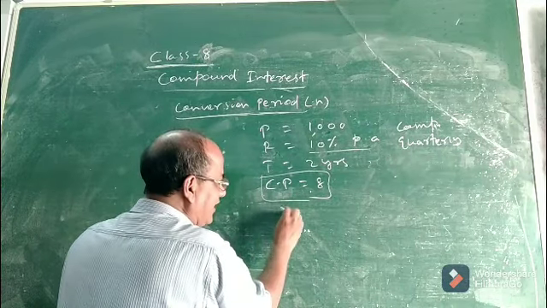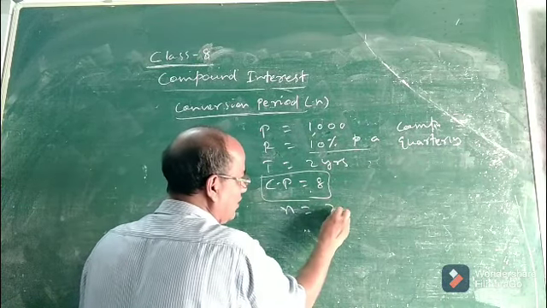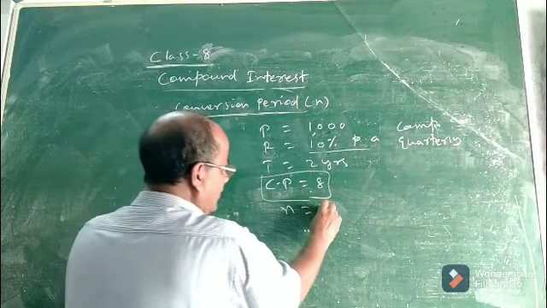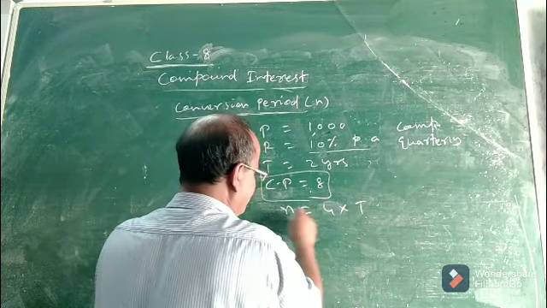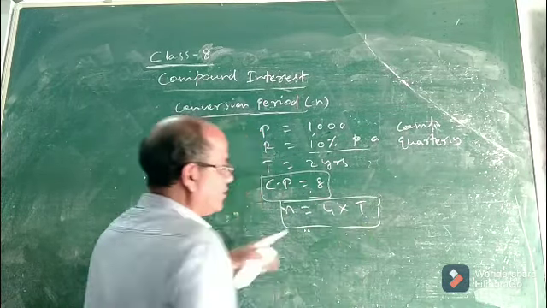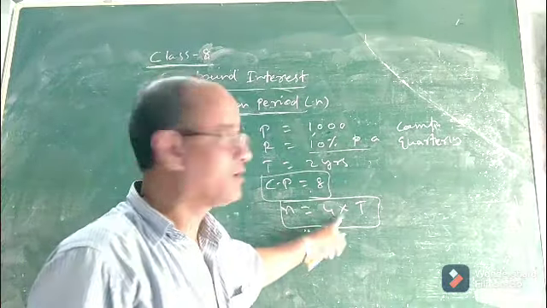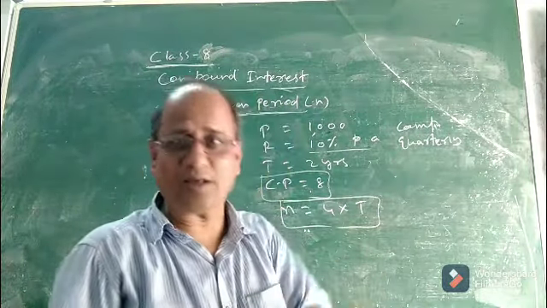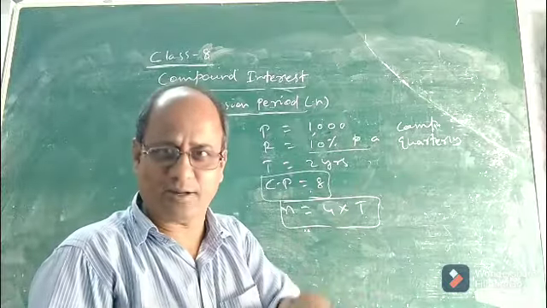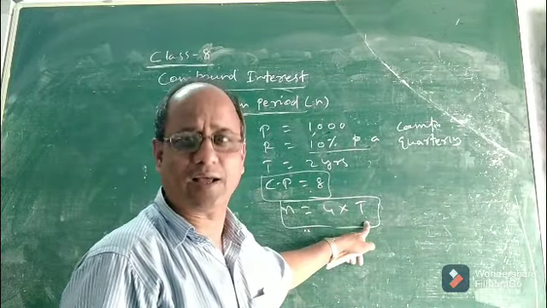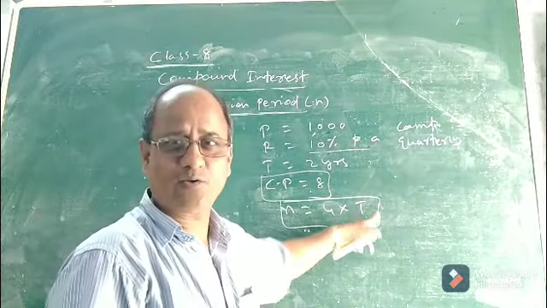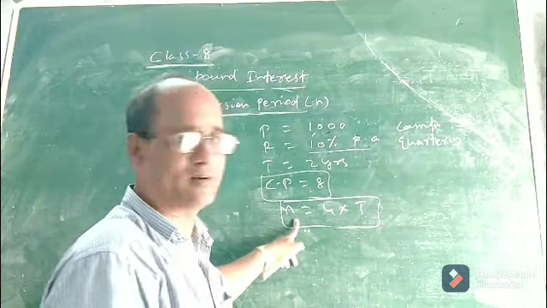So why is it 8? Because n equals 4 into t. From where did I get 4? Quarterly. Quarterly means 4 times in a year or in every 3 months. So 4 into the time period in years will be the conversion period.